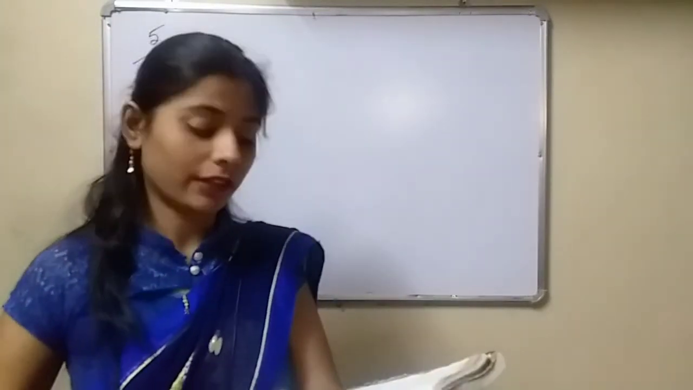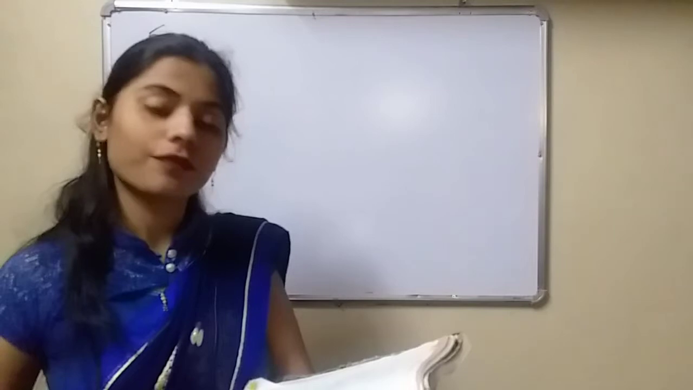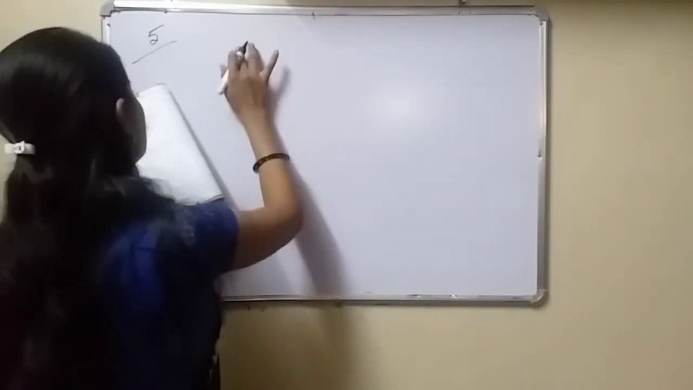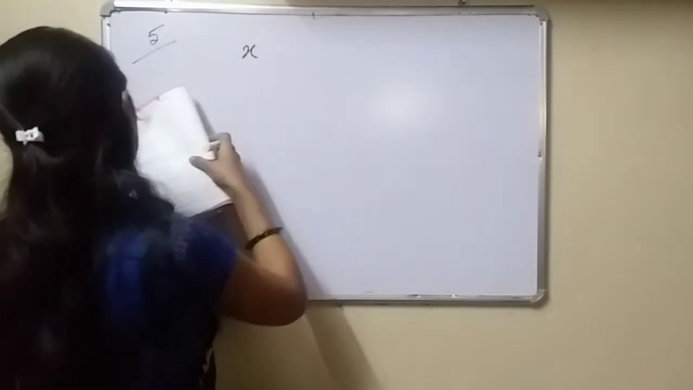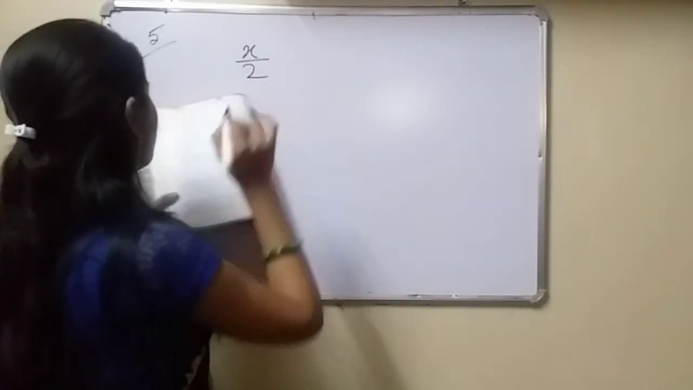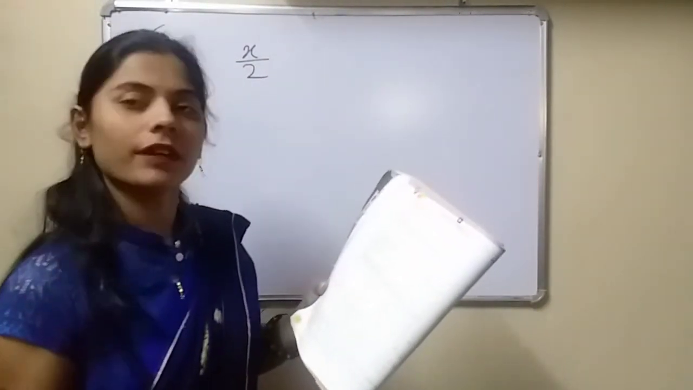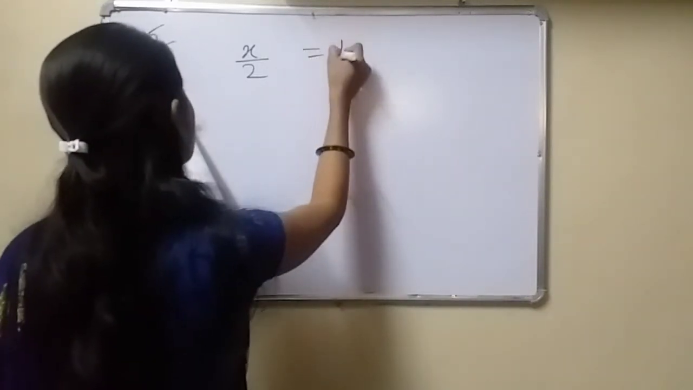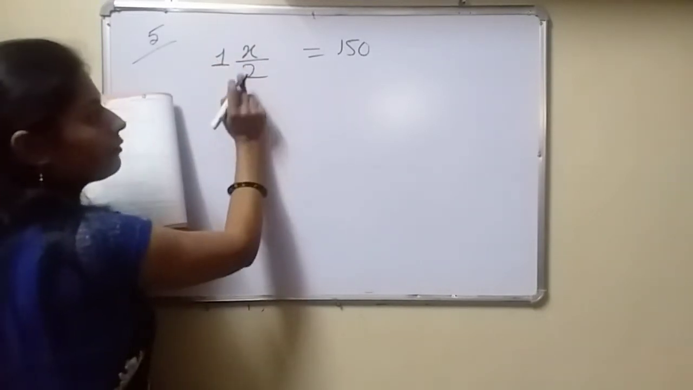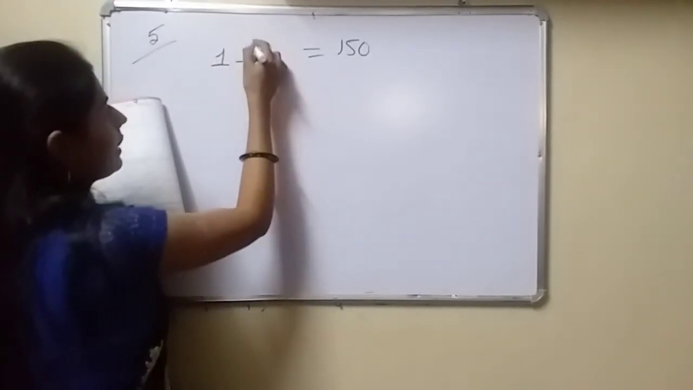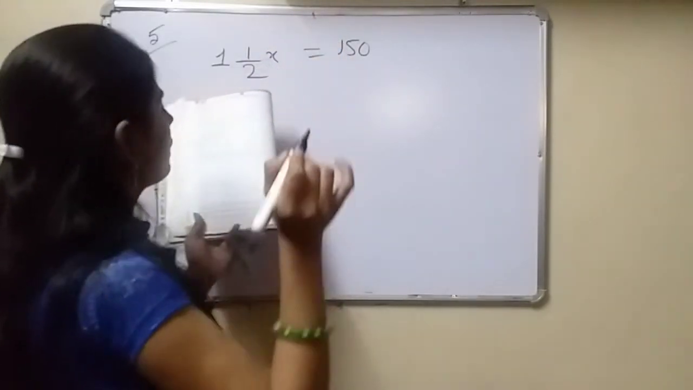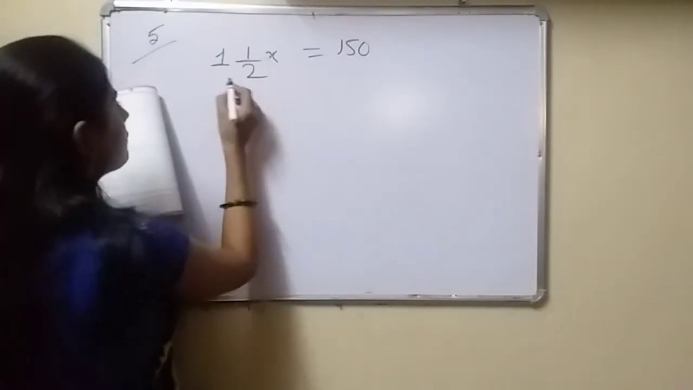1.5 times a number is 150. What is the number? 1.5, see, is 3 by 2. 1.5 times a number is 150. Okay, this is your 1.5. 1.5 means, this is your number, right, here like this. Okay, 1.5 times a number is 150. Now solve for the number.